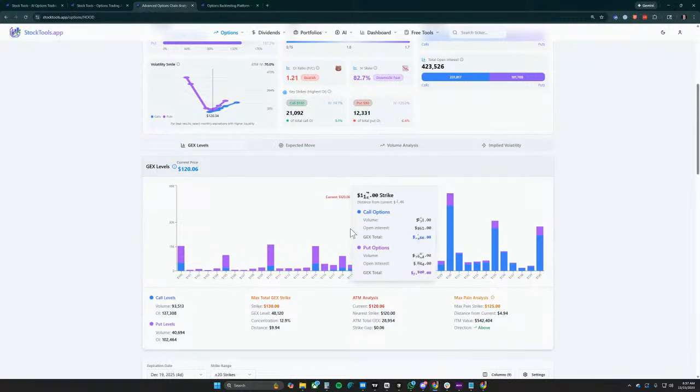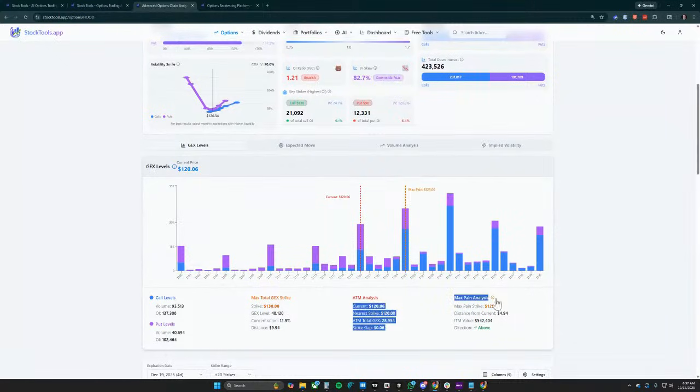Yeah. GEX levels is like how much open interest there is at each level, right? And so usually there's this max pain level. Max pain analysis is 125, and I'm selling a straddle at that point. I have a short call and short put right at 125 right now. So we'll see how that goes this week. All right. So define max pain.